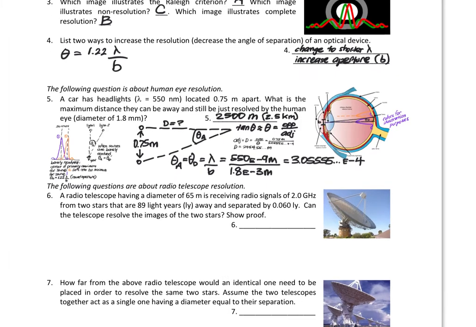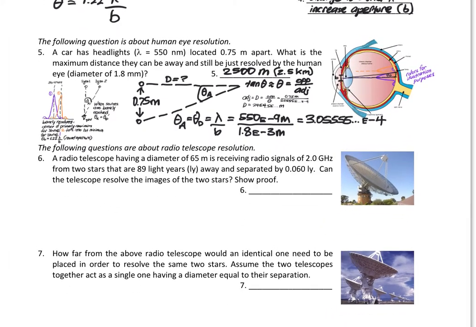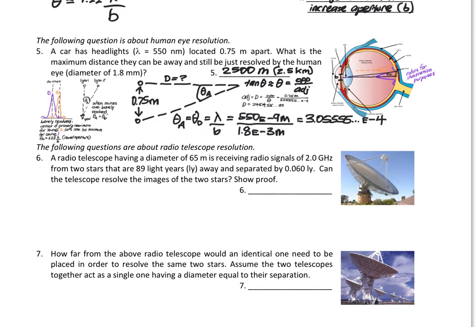Let's take a look at number 6. Number 6 is a different, much longer wavelength, and so we have a radio telescope. First of all, a radio telescope uses a reflecting dish. It's not that light is passing through an aperture like a lens, but for that reflecting dish, the size of the dish is still the aperture. The size of that dish represents B. So that's 65 meters is B.